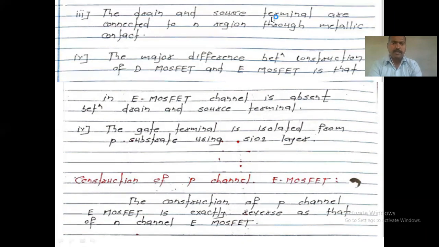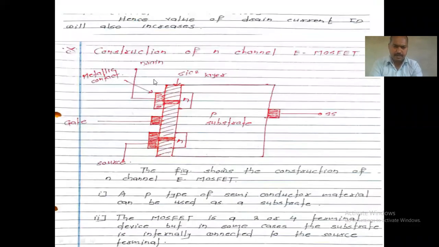See this, I'm telling you something related to this type of configuration. The drain and source terminals are connected to the N region through metallic contact, right? What does it indicate? As I already told you, if this layer is not used, because here there is no channel, right? Here no channel is used. If this SiO2 layer is not used, then it would be directly connected to the internal part, right? That's why this SiO2 layer is used here, right?